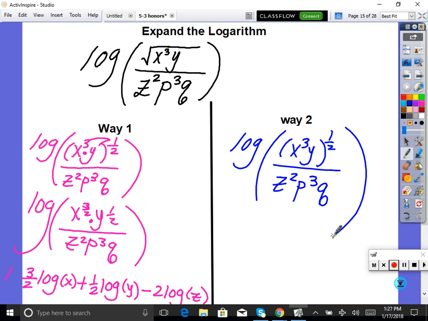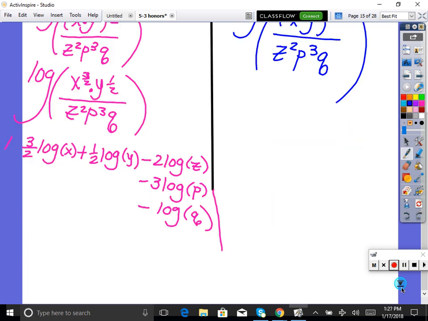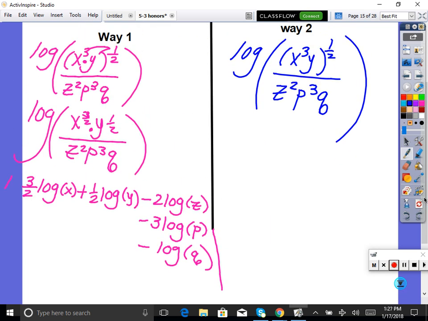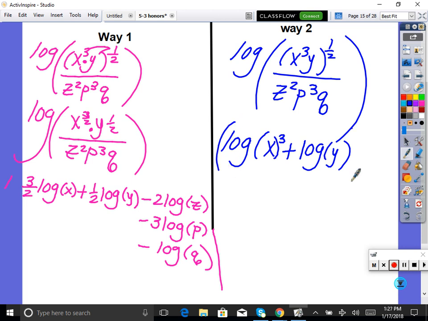So we could go like this. We could go like this. Okay, I'm going to just split this apart with division here. So we have log of x cubed plus log of y, and then isn't that all raised to the 1/2? So then wouldn't this be parentheses 1/2 in front?